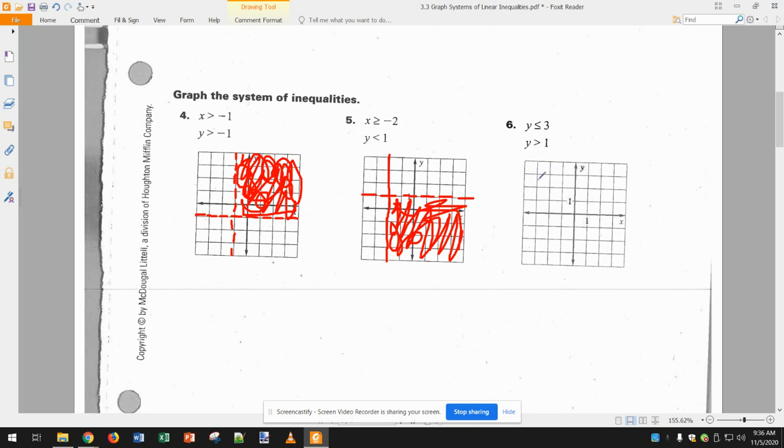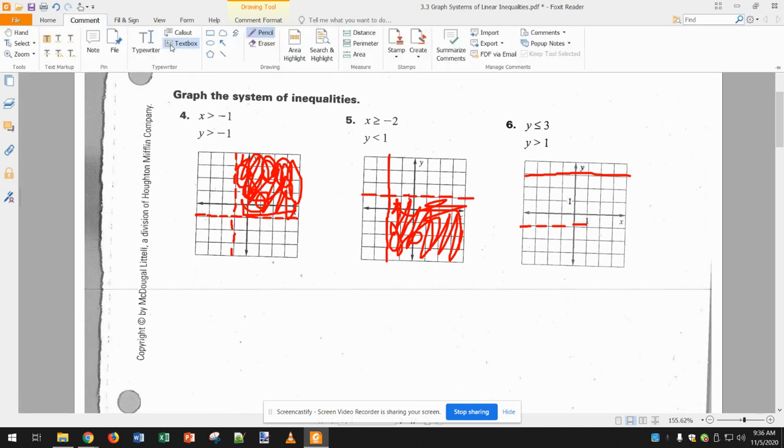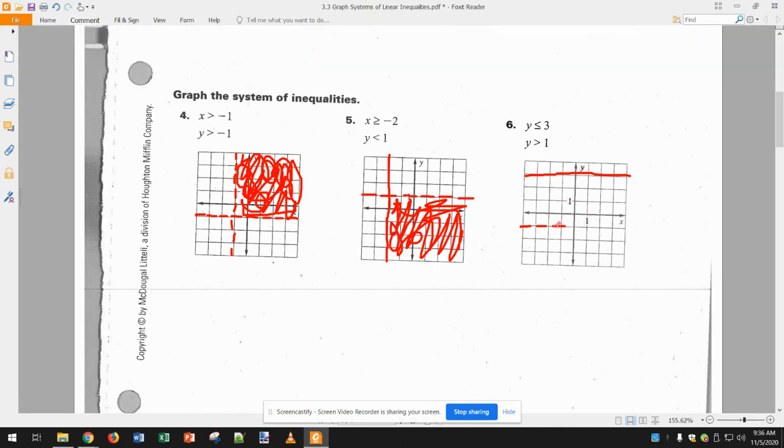Y is less than or equal to 3 would be right here. And y is greater than 1. So dashed line. Oops, that's not in the right spot. That is at negative 1. We don't want to make that mistake. So y is greater than positive 1 would be up here. So greater than positive 1, less than or equal to 3, that's everything in between here. Okay.